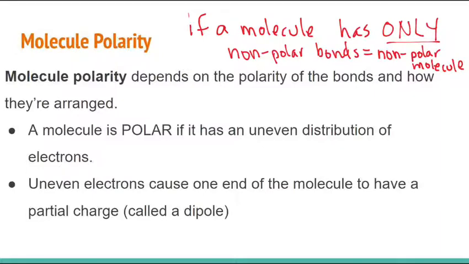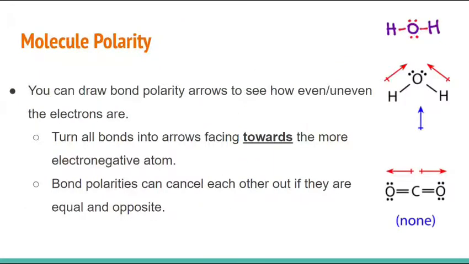Most of the time, we're going to have polar bonds, though, and so what we really need to figure out is whether or not they're going to cancel each other out in order to have an even distribution, or uneven in the case of our polar. Now, this is a little bit high level. This is what you would have to do if you were in college in order to analyze much more complicated molecules to see if they have polarity.